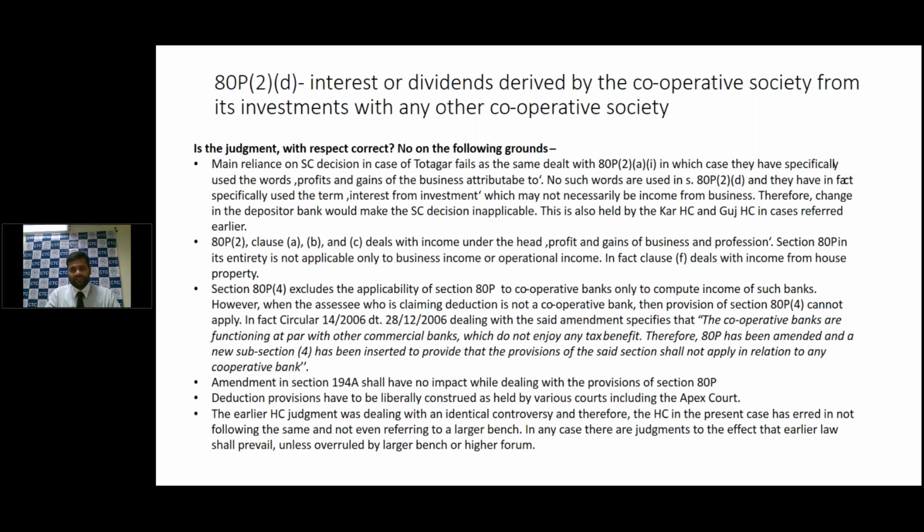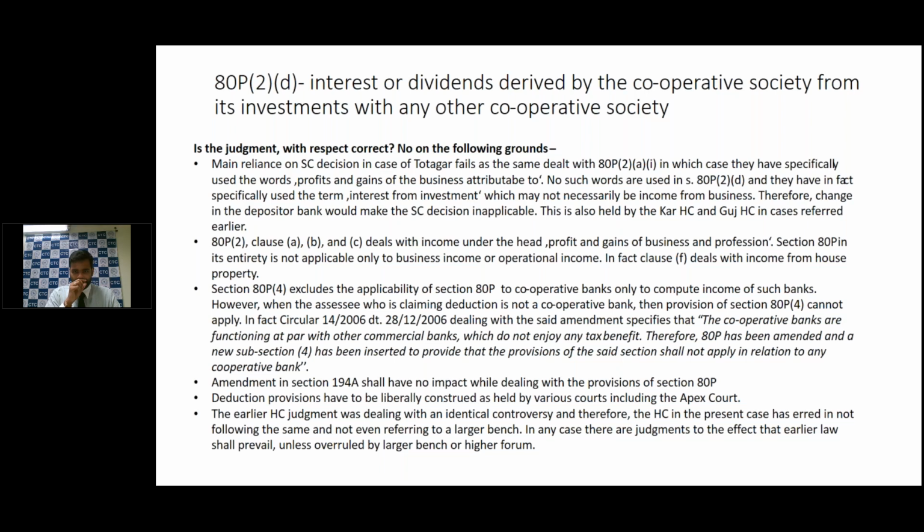Further, Circular number 14, which dealt with the explanatory memorandum, which gave the explanations why the amendment was made, has specified that cooperative banks are functioning at par with other commercial banks which do not enjoy any tax benefit. Therefore, 80P has been amended. A new subsection 4 has been inserted to provide that provisions of such section shall not apply in relation to any cooperative bank.